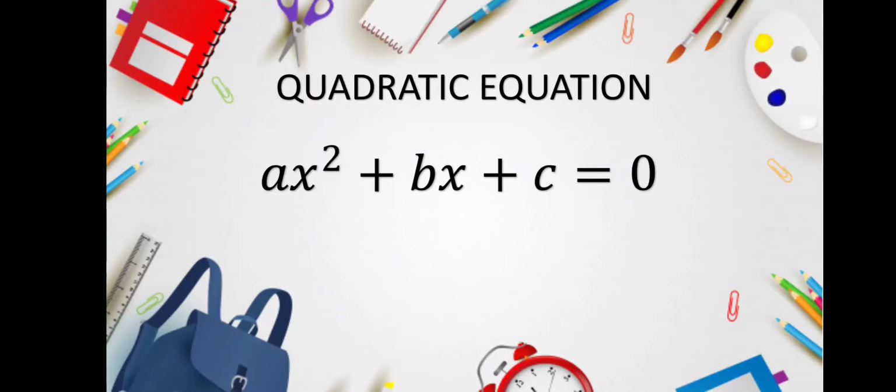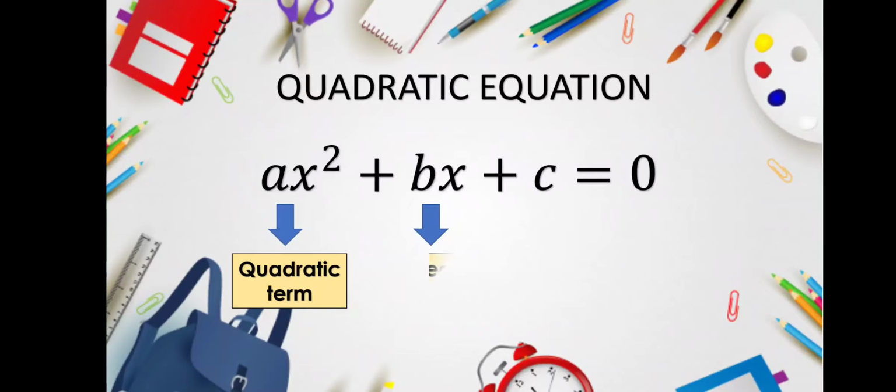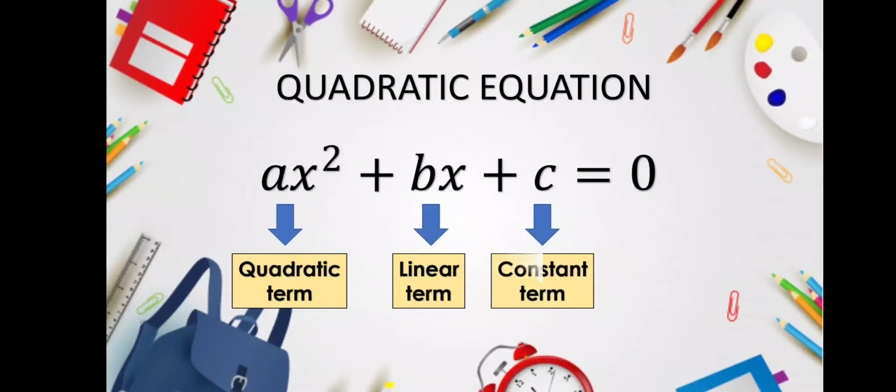So this is a quadratic equation and it is in standard form. Again, the standard form is ax squared plus bx plus c is equal to 0. Let us determine the terms. Ax squared is called the quadratic term, or it is also known as the second term. Next, we have bx as the linear term, or we call it the first term. And then last, we have c, we call it the constant term.